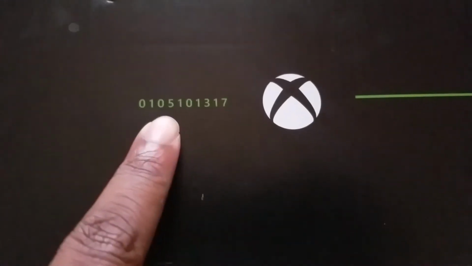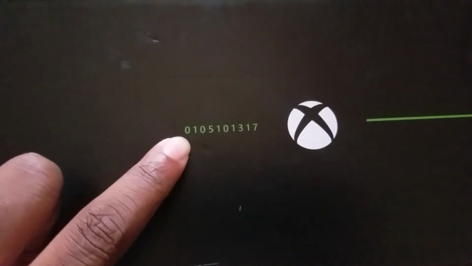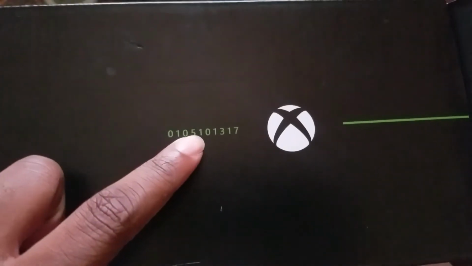01, 05, 10, 13, 17. They are read as pairs, pretty much like I just said there, and I'll break it down for you guys. The 01 is the year that the first Xbox was released. The 05 is 2005, which is the year that the Xbox 360 was released.